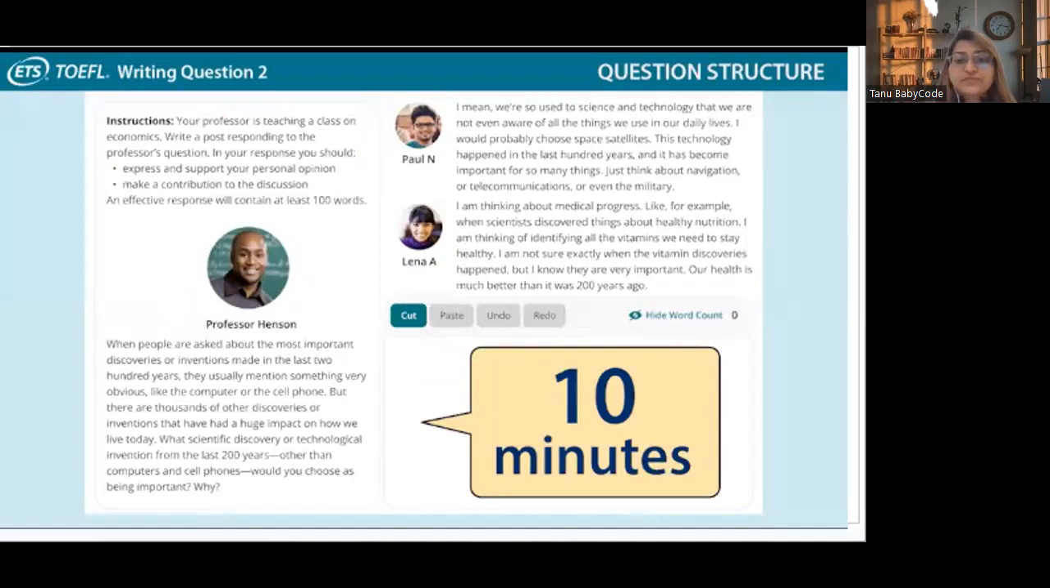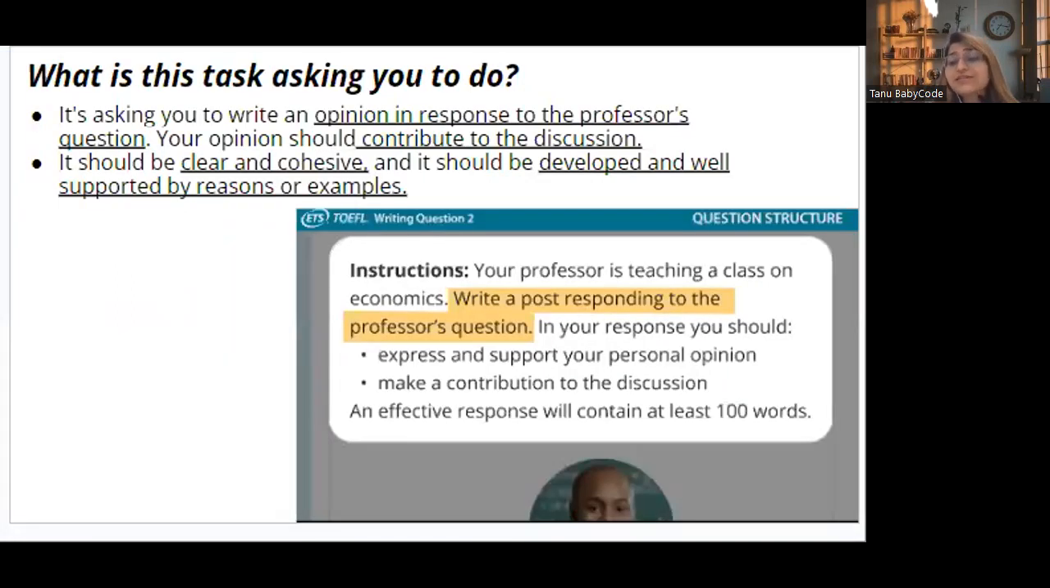Okay. So what is this task asking you to do? How to write that post? In that post, the instructions are that your professor is teaching a class on economics. Write a post responding to the professor's question. In your response, you should express and support your personal opinion. Make a contribution to the discussion. An effective response will contain at least 100 words, right?